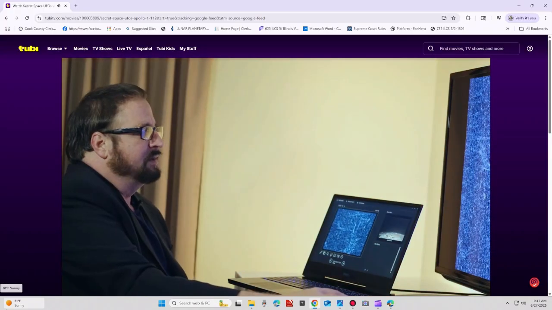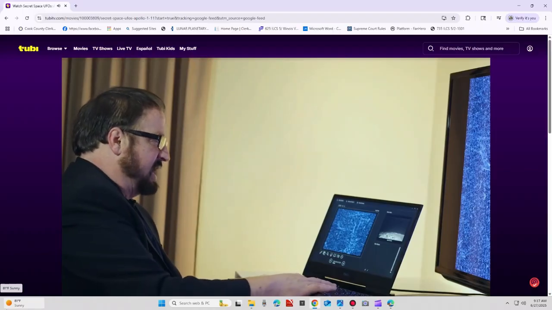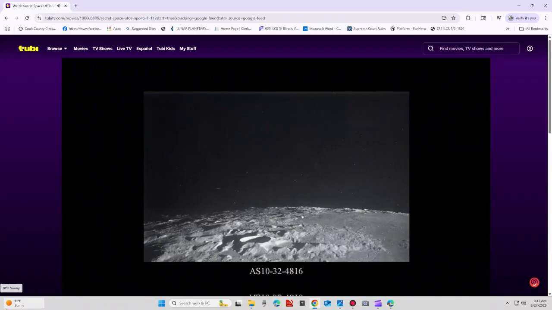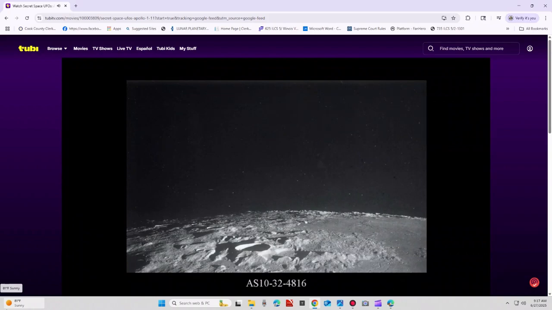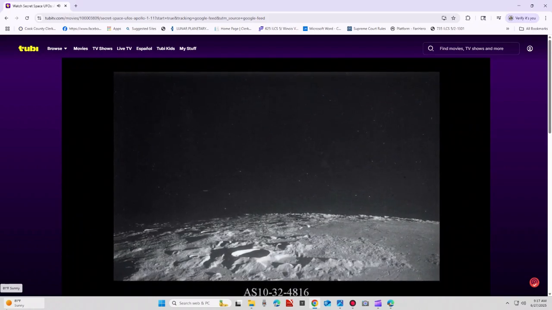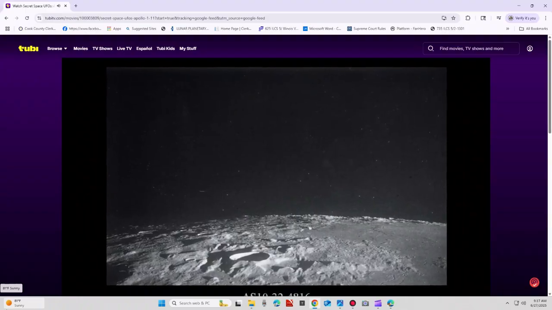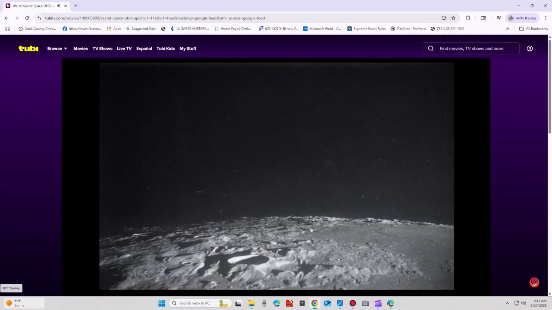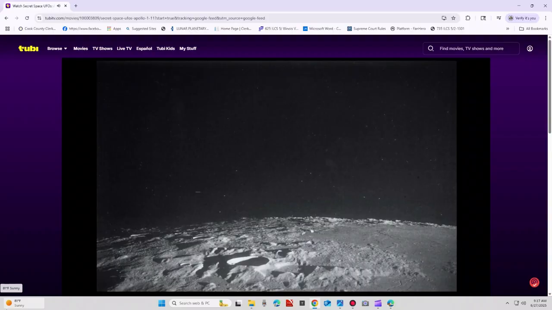So then you get a couple of pictures later, and you go to AS10-32-4816, so four photographs later, over the surface of Sinus Medii, and you have the same phenomenon. You have these little points of light which should not be there at all. And then when you enhance that background, you see this.